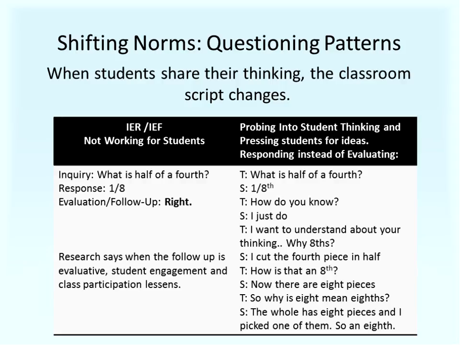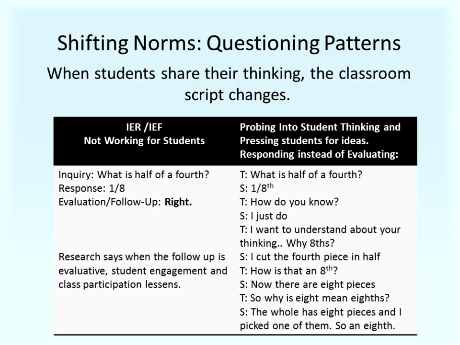So again, here's a longer script, and this is my imagining. This is not from an actual dialogue, but this is an idea of a teacher-student dialogue where the teacher is pushing for the student to articulate. As a teacher, when I'm wanting students to think about fractions, I really want to push them to articulate their thinking until they mention a whole. An eighth of what is often my question. A fourth of what, an eighth of what.